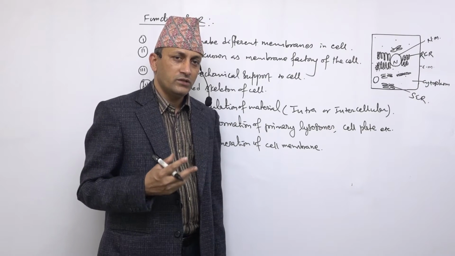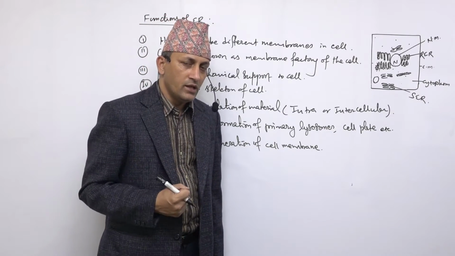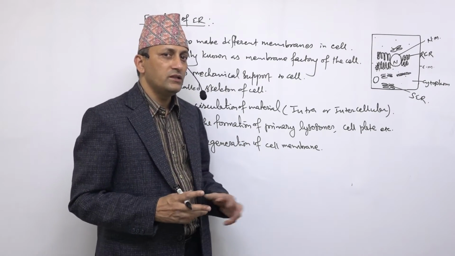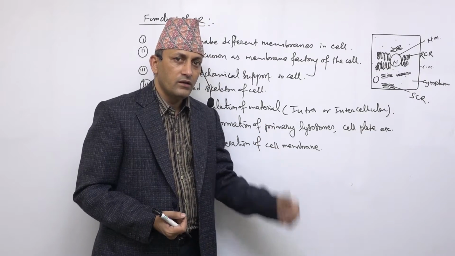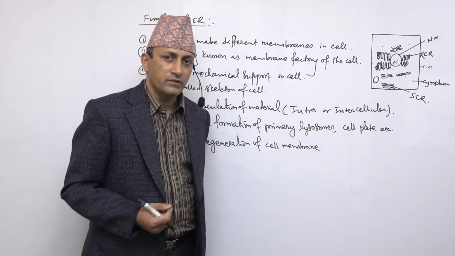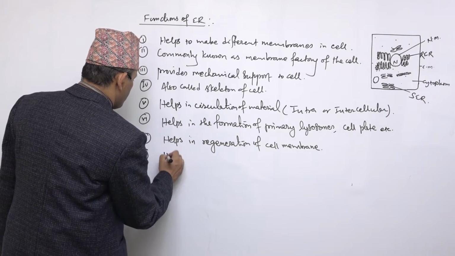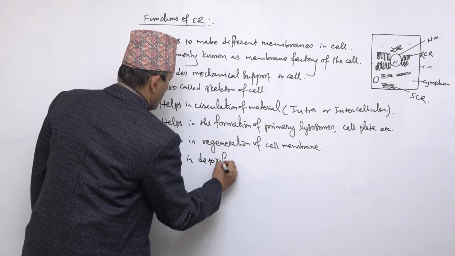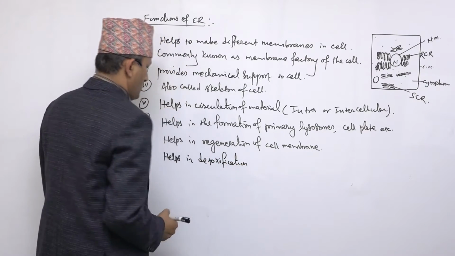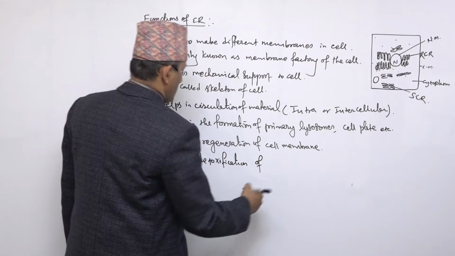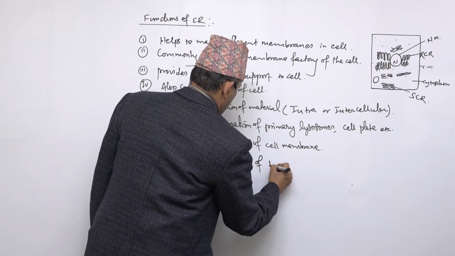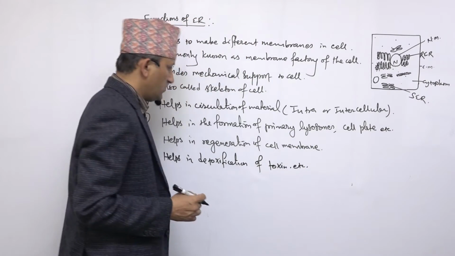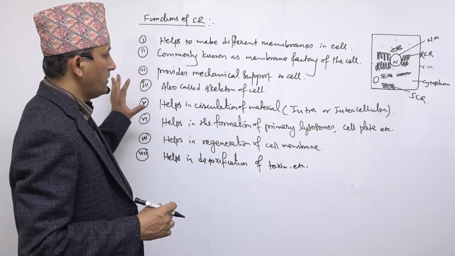These are the poisonous things which damage or kill the cell. And if any poisonous things come in contact with the cell or enter within the cell, then these are neutralized by the substance produced by endoplasmic reticulum. So it helps in detoxification of toxin. That's it. Okay.